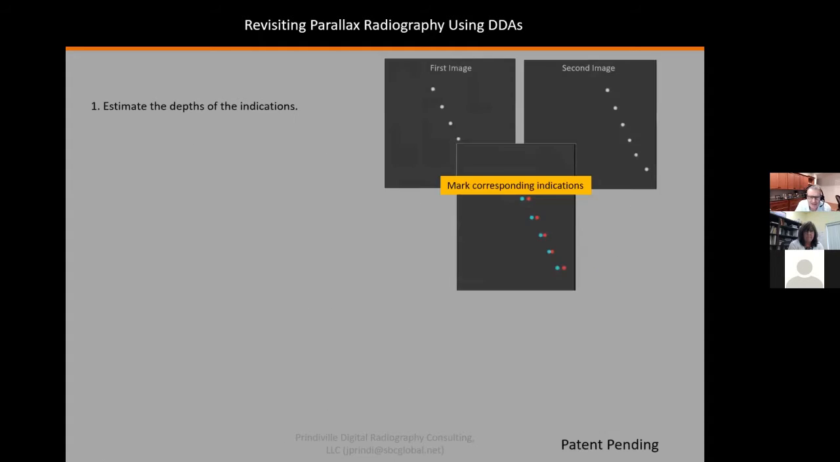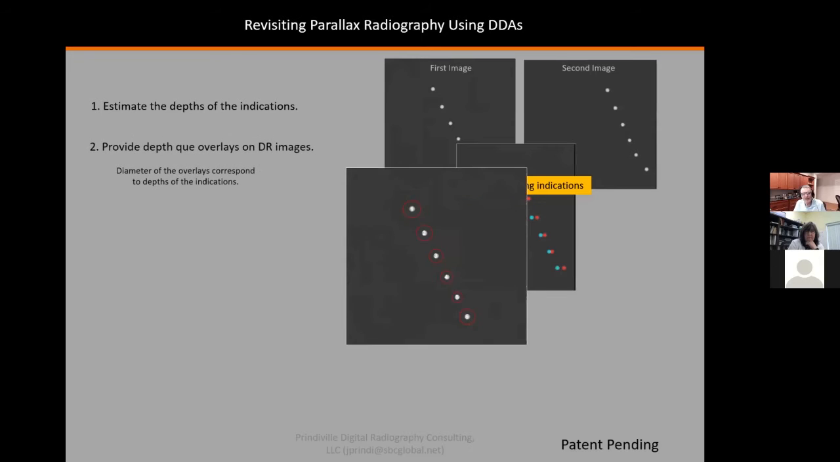So that's the intent here. So here we are, we took our first two images, we shifted them, we measured the distances between the indications. So now we have an estimate of depth. Now we're looking at a depth Q overlay.